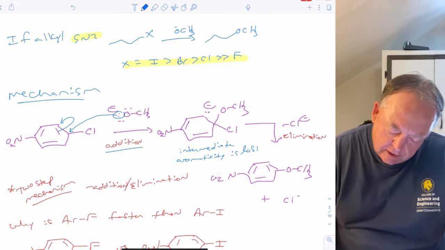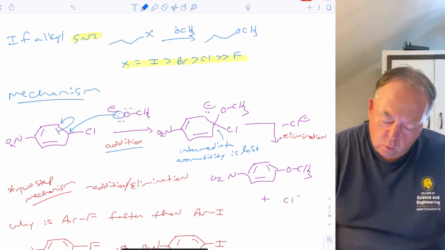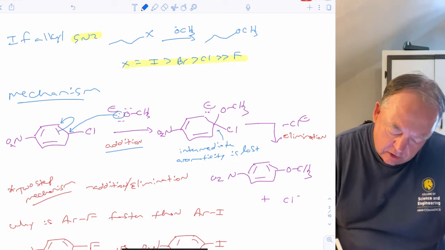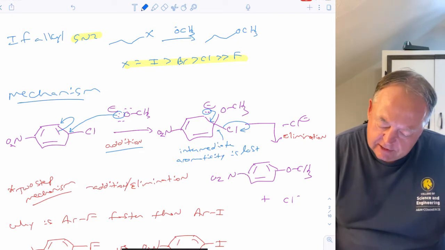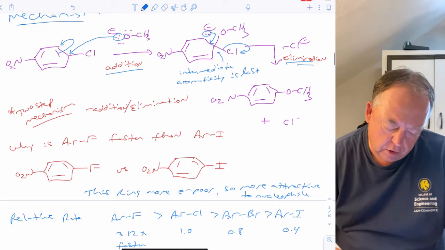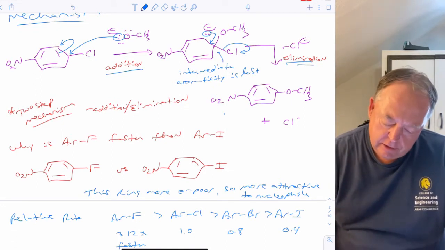where aromaticity is lost, because now you have an sp3 hybridized carbon where the oxygen and chlorine are attached. Benzene, of course, likes to be aromatic, so it's going to regain its aromaticity. These electrons come back down, remake the double bond, and kick the chlorine off. So that's an elimination. You're eliminating chlorine in this case. And so overall you do an addition-elimination. It's a two-step mechanism. And then there's your product.